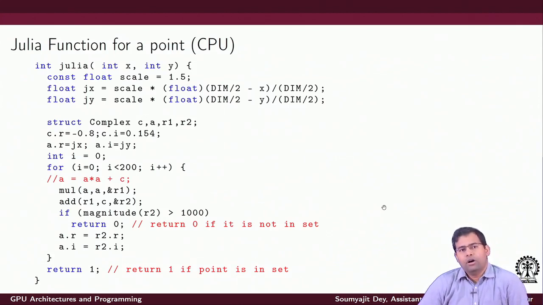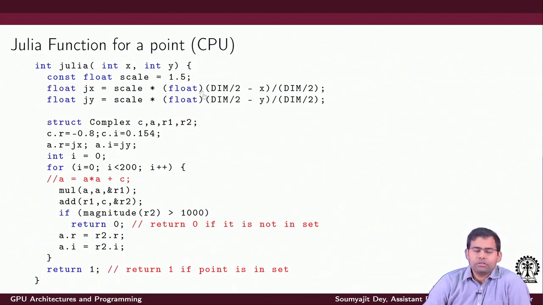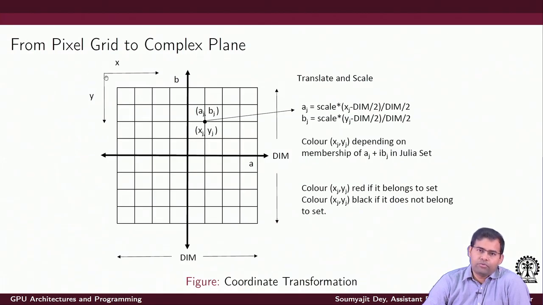Now, how would the Julia function look for a specific point? I mean, when I am doing a CPU-side computation and trying to evaluate whether a specific point on the screen is a member of the Julia set or not. You assume that you are supplied with the xy coordinates, that is, the coordinates with respect to the corner here. The first thing you do is a scaling transformation, to find the corresponding a and b values of the coordinate.